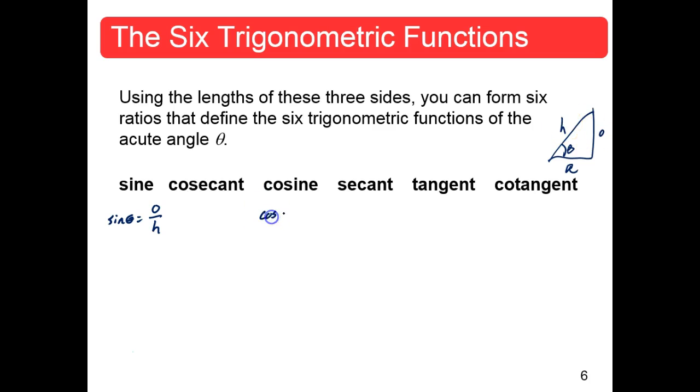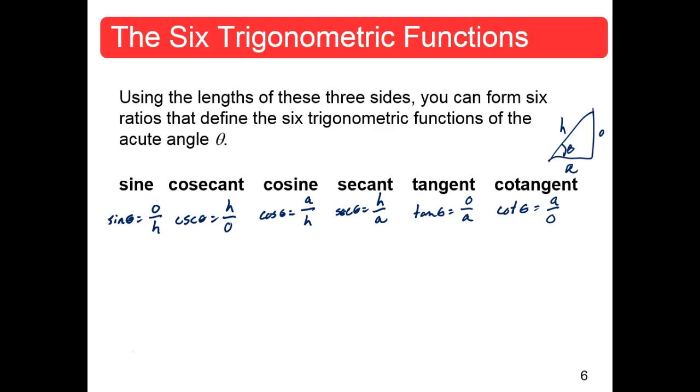The cosine of that angle theta is the ratio of the adjacent to the hypotenuse. Adjacent over hypotenuse. The tangent of that angle theta is always opposite over adjacent. Okay? Now, those are the main 3. The others are reciprocals. So the cotangent of theta would be adjacent over opposite, just the reciprocal of tangent. The secant is the reciprocal of cosine, so secant theta will be hypotenuse over adjacent, and cosecant of theta is hypotenuse over opposite.